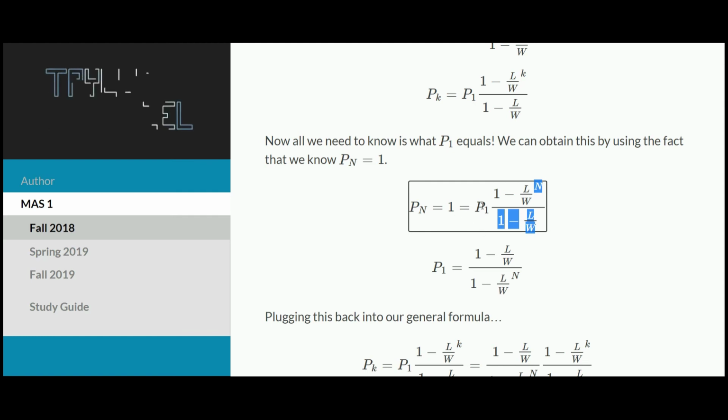Divide both sides by p subscript 1, and then put both sides to the power of -1, so it's just the numerator and denominator flipping. So we now know what p subscript 1 equals, just in terms of L, W, and the known stopping condition.